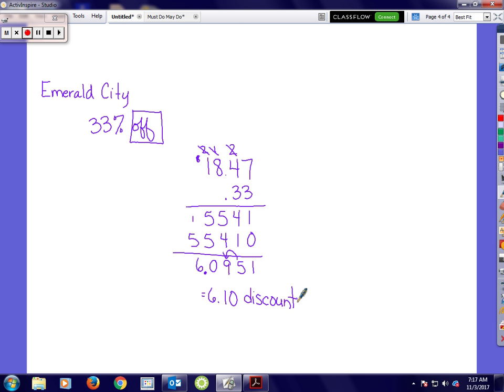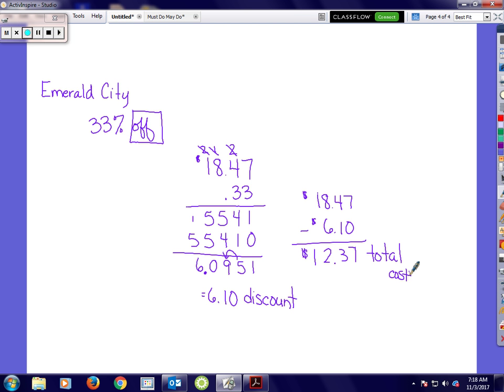So now to figure out what my total price is going to be, I'm going to take that $18.47 and I'm going to subtract the $6.10 so I get money off rather than paying extra money. So 7 minus 0 is 7. 4 minus 1 is 3. Bring down my decimal, 2. So my total cost is now going to be $12.37.